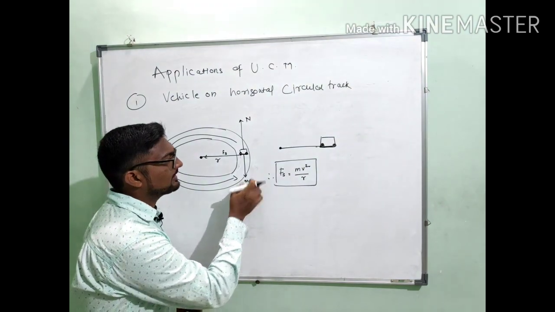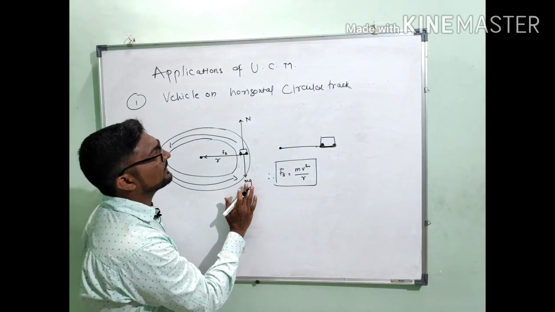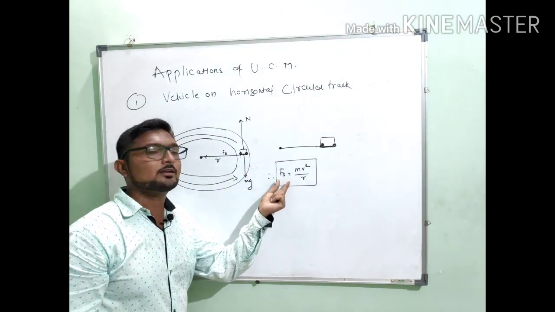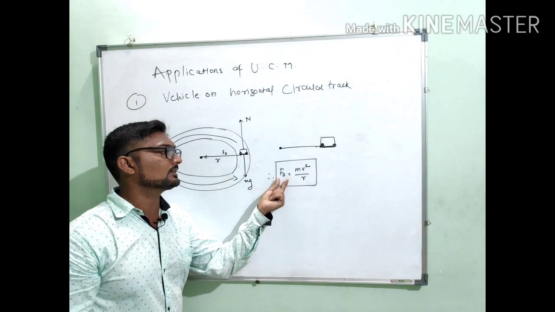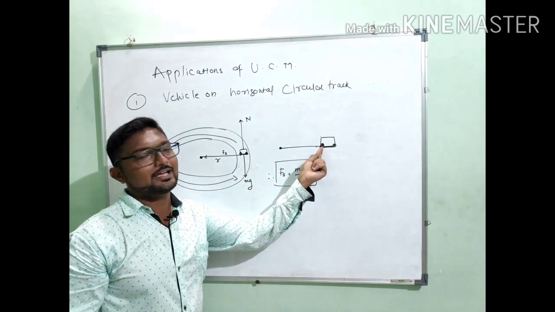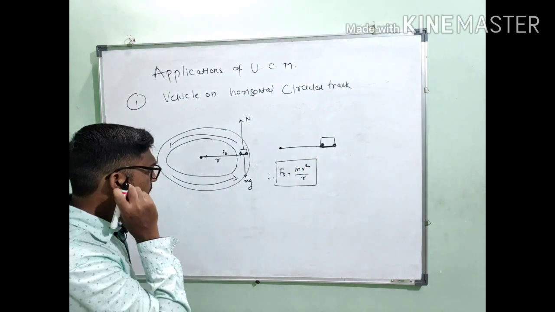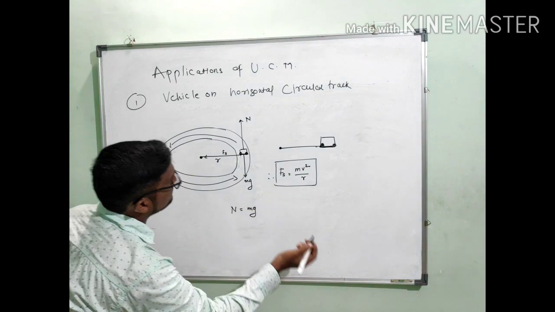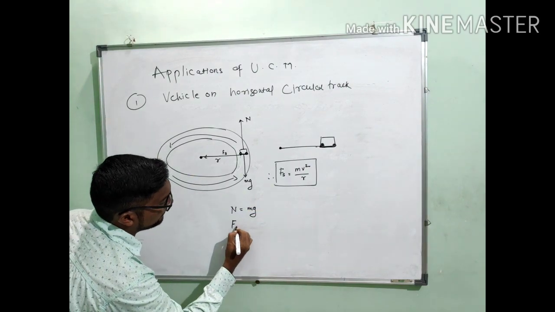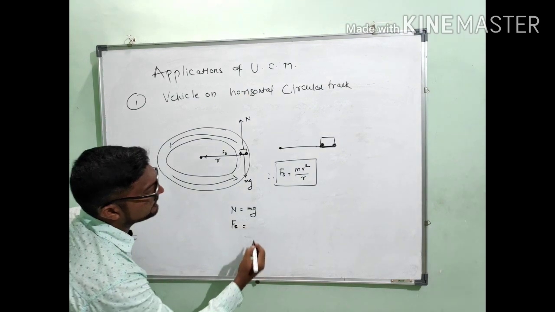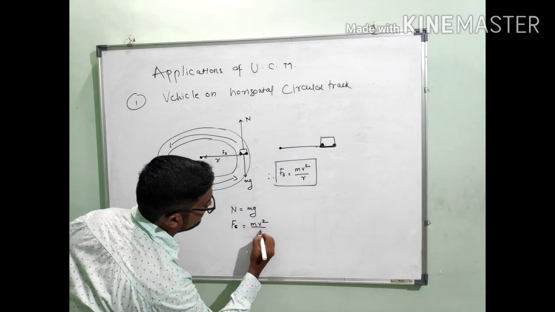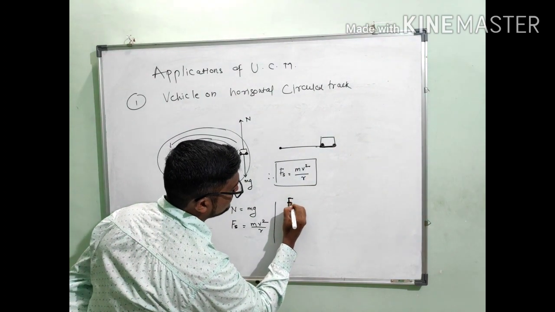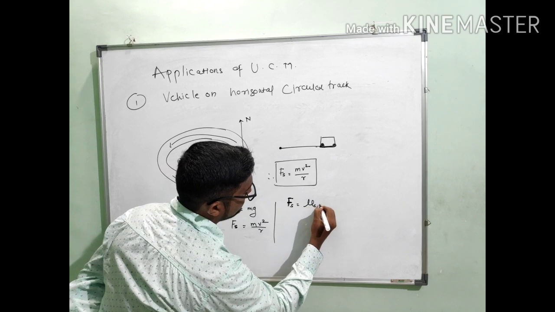So we have got three forces. First mg, the weight of the car downwards, and the normal reactive force upwards, and the centripetal force which is provided by frictional force. This friction comes from friction between the tire and road. So N is equal to mg, and Fs, the frictional force, is equal to mv square upon r. We know that the frictional force is equal to mu s N.